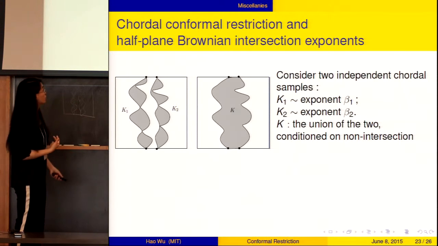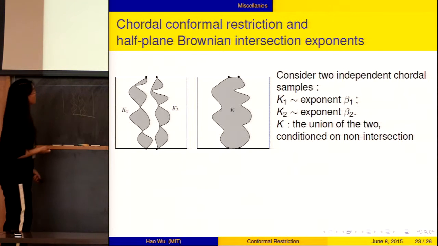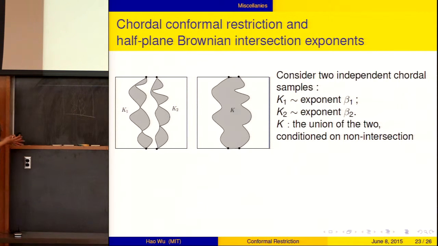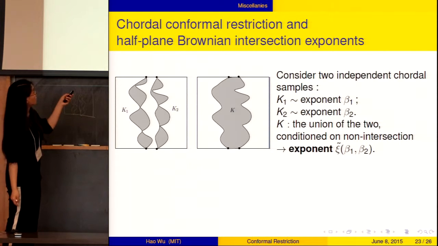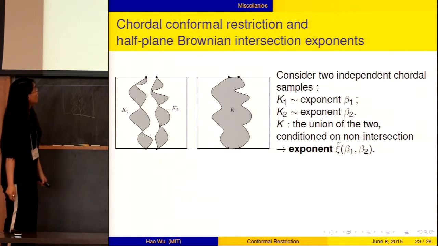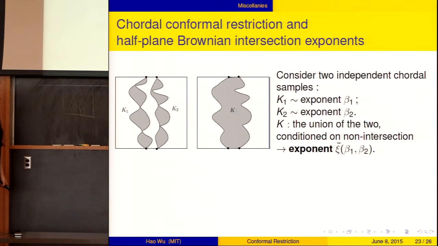But now we want to do something more. We want to condition that these two sets avoid each other, and then take the union of the two. Now we condition on these two sets avoiding each other, and K is the union of the two. Then this K corresponds to the chordal conformal restriction with exponent C tilde, and this C tilde is the half-plane intersection exponent I introduced at the beginning.